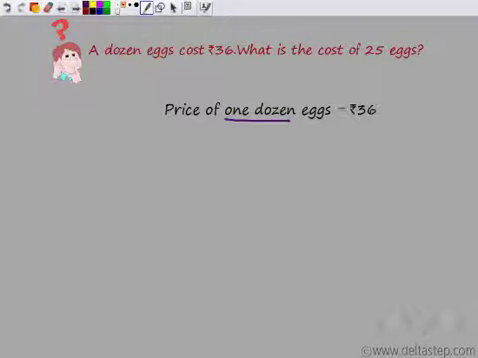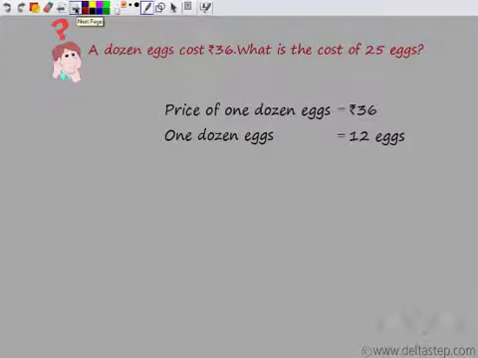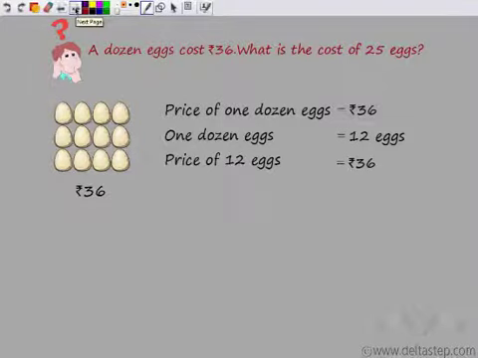Now one dozen means 12 eggs. So a dozen means 12. So one dozen eggs means 12 eggs. That is, you're given that the price of a dozen eggs is 36. That is, the price of 12 eggs is 36. This is what is given to you. So we know that the price of 12 eggs is 36 rupees. Now what we want to find is the cost of 25 eggs.